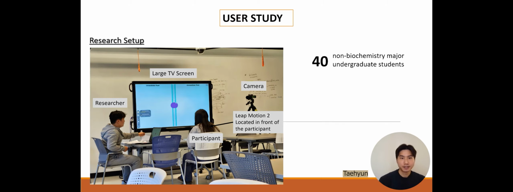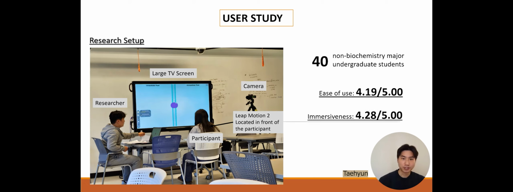In our study, 40 undergraduate students who were not majoring in biochemistry participated. This photo illustrates the setup of our research. Interestingly, despite having no previous experience with gesture-controlled simulations, all students found the system easy to control. More importantly, the majority expressed a deep connection with the learning material while using the simulation. For more details, please find our paper.